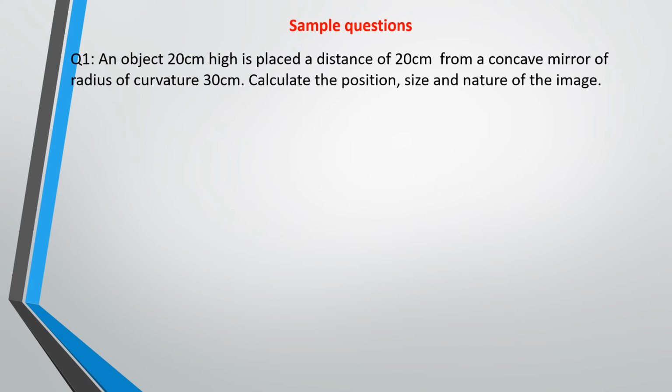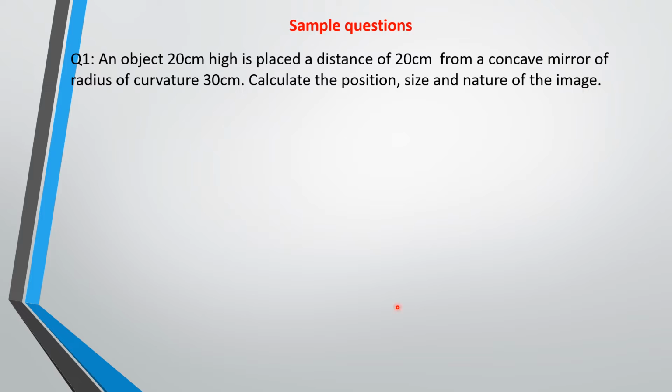Okay, so this is question number 1. We are given an object 20 centimeters high, placed a distance of 20 centimeters from a concave mirror of radius of curvature 30 centimeters. Calculate the position, size, and nature of the image, which means you are going to calculate the image distance, the image size, then the nature of the image.